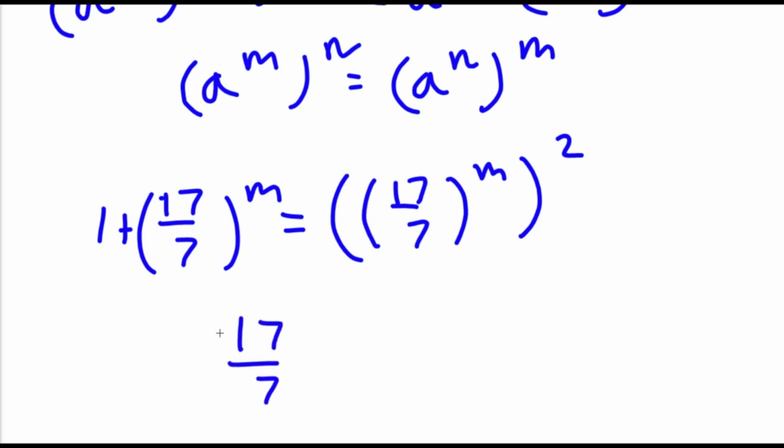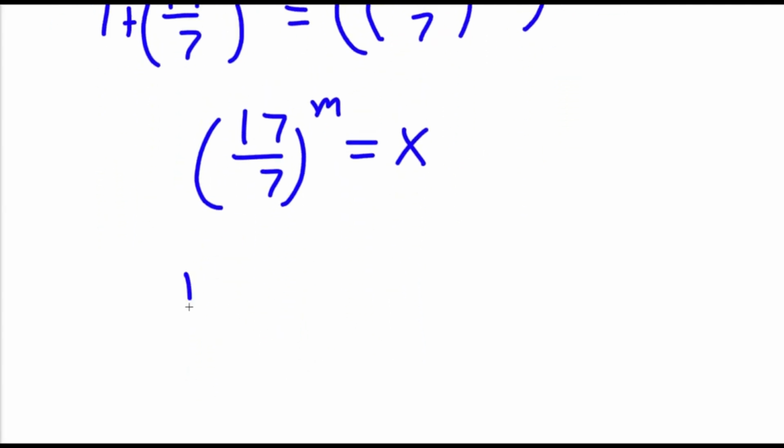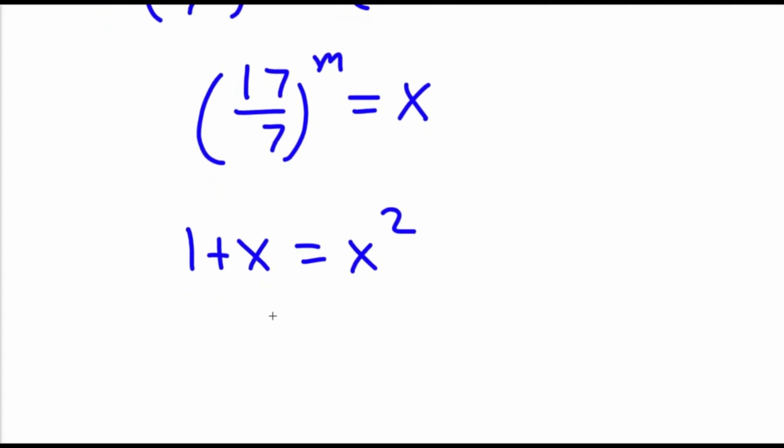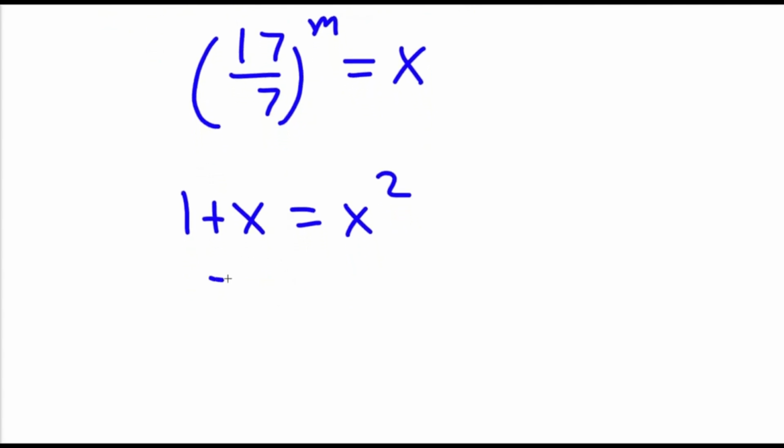Let (17/7) to the power of m equal x. So now I have 1 plus x is equal to x squared. Now I can subtract x and subtract 1 on both sides. So now I get x squared minus x minus 1 is equal to 0.